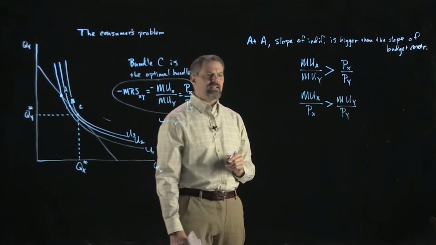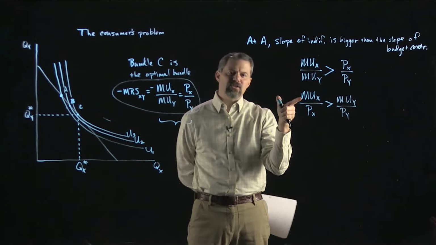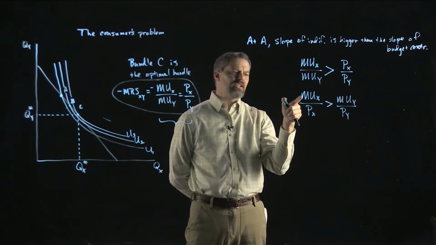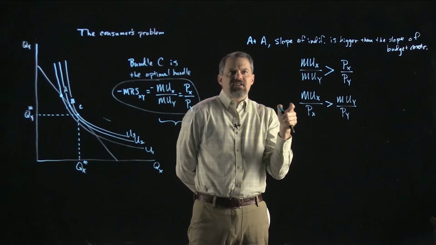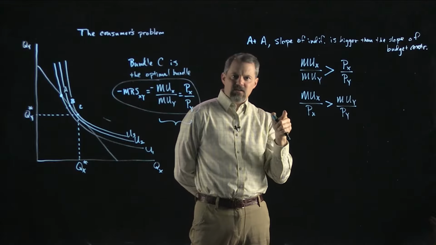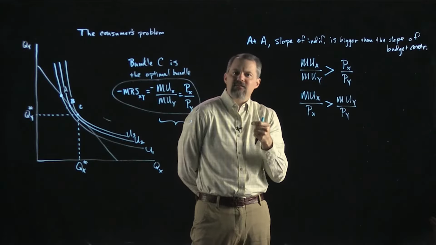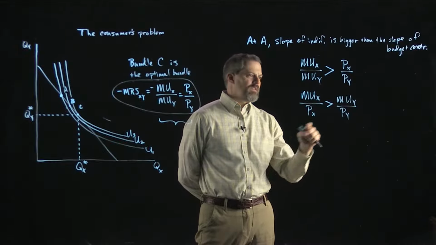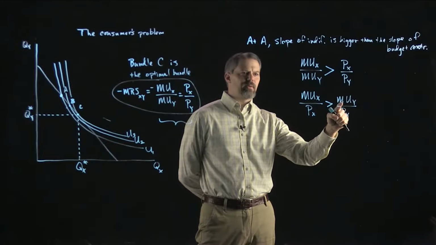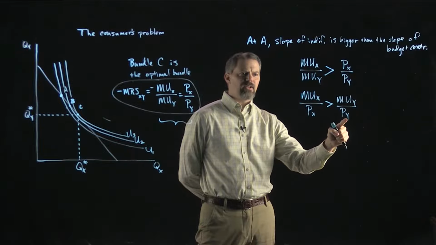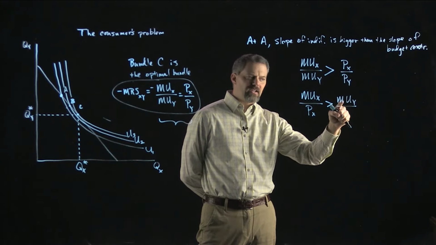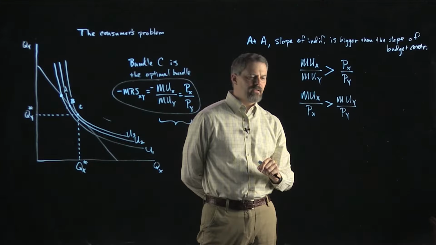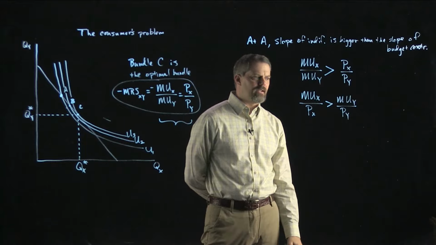Now let's think about what that is. Of course, this term tells us how much additional utility you get out of another unit of good X, and then this tells us how much that other unit of good X is going to cost you. This is like additional utility per dollar for good X. It's like the bang for your buck out of good X. This is the additional utility you get from consuming another unit of Y, and this is how much another unit of Y costs you. This is utility per dollar out of good Y. It's essentially the bang for your buck out of good Y.